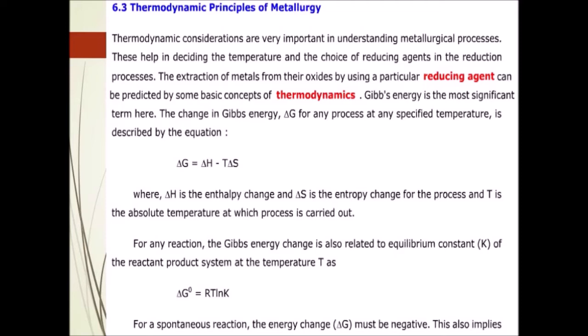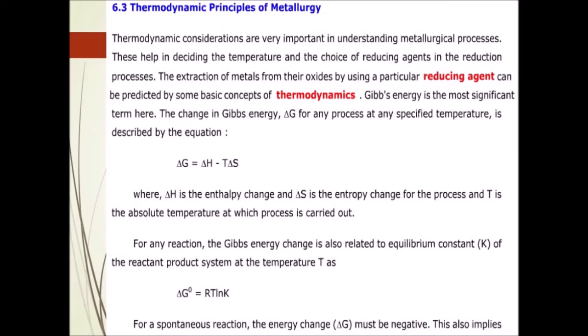If delta G is positive, then we call it a non-spontaneous process. Now, how to make this non-spontaneous process a spontaneous process? This non-spontaneous reaction can be made spontaneous by coupling two different reactions. The reaction with positive delta G is combined with the other reaction having a greater negative delta G value. When you combine these two, the net, overall delta G value will be negative.